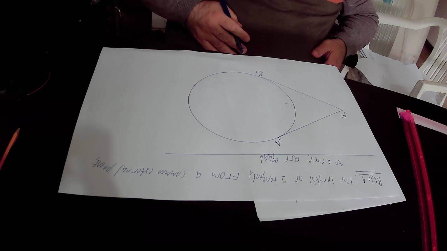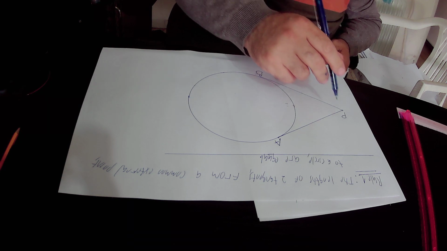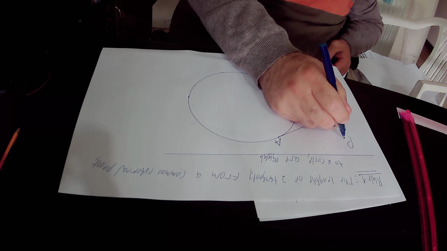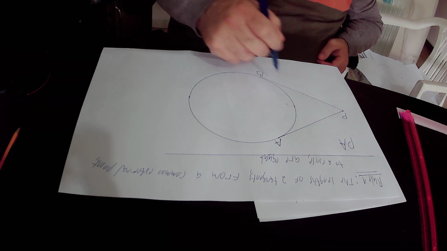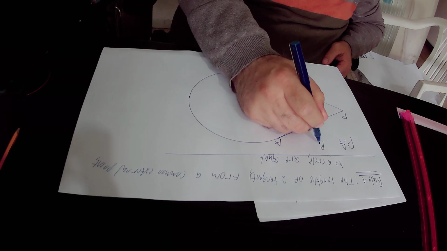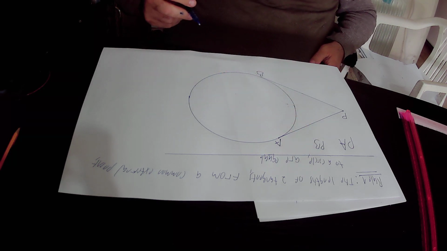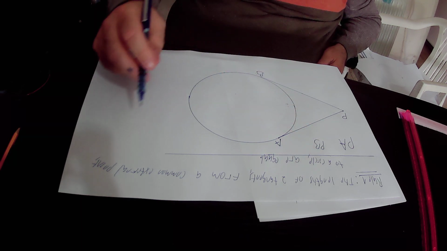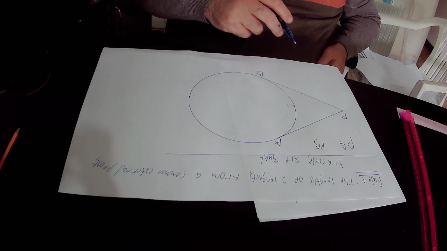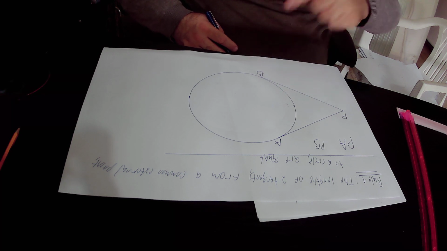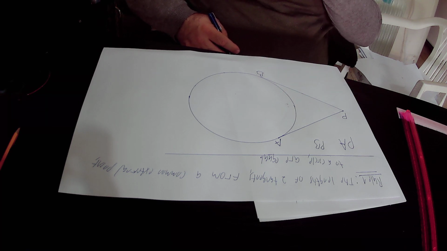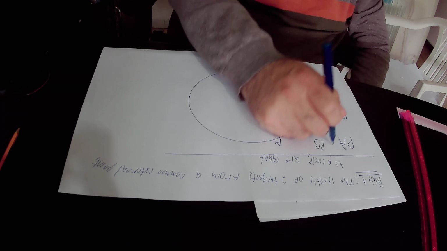And according to rule number 1, the length of the first tangent is PA, and the length of the second tangent is PB. And according to rule number 1, the lengths of two tangents from a common external point, that is to say the common external point is point P, to a circle, to points A and B, are equal. That is to say, PA is equal to PB.